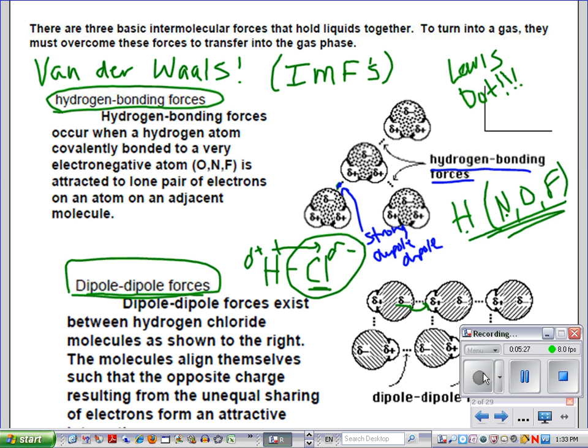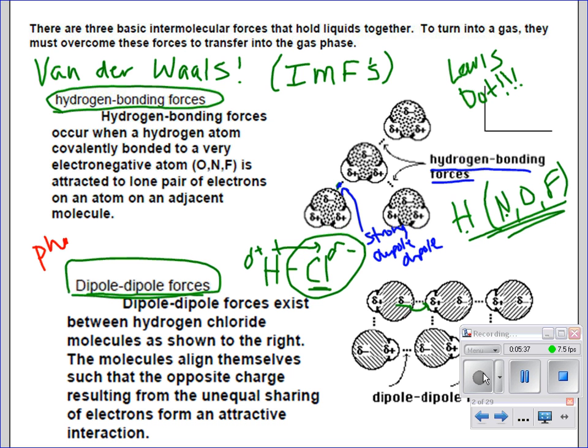Anytime you have a change in phase from a solid to a liquid to a gas, intermolecular forces are overcome. Phase change, IMFs are overcome. We are not breaking bonds. I don't care that it says a hydrogen bond. It's not a bond. It's an intermolecular force. Okay? Got it?